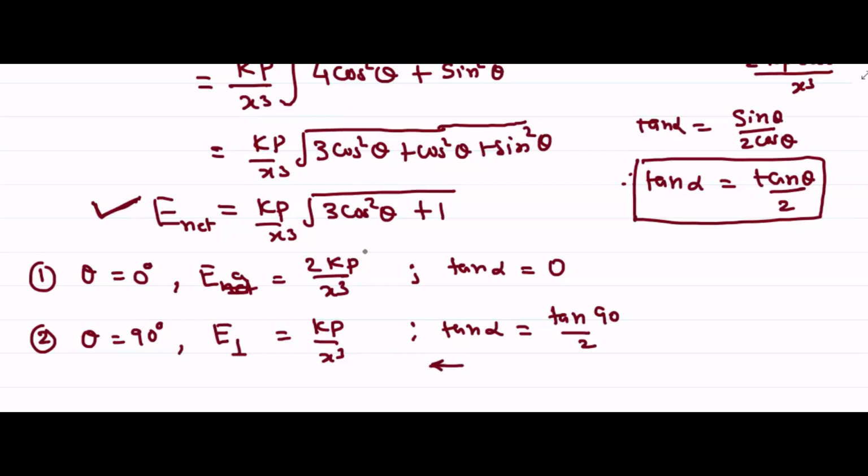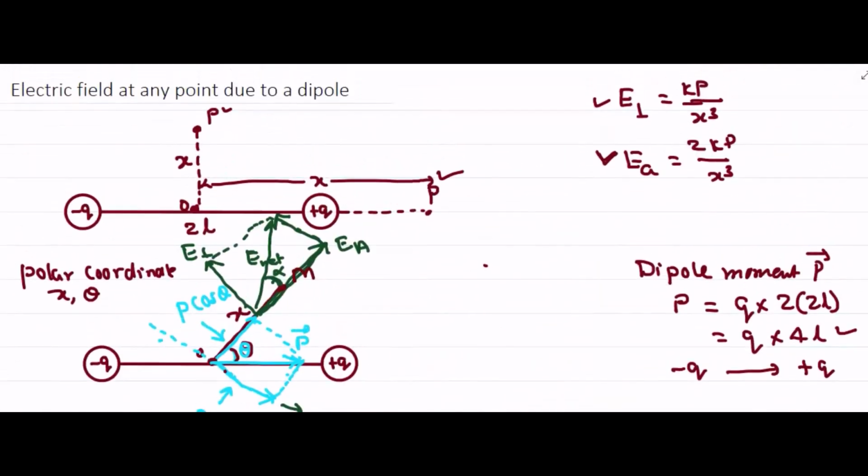Thus, we are able to find out the magnitude of the electric field along the axis and along the perpendicular bisector using the same equation. And we are also able to find out the angle alpha. In this case, tan 90 is not defined, so we are not able to find out the value of alpha. But we know that in case of E perpendicular, the direction of E perpendicular is opposite to the direction of the dipole moment. Thus, we are able to find out the electric field at any point due to a dipole.